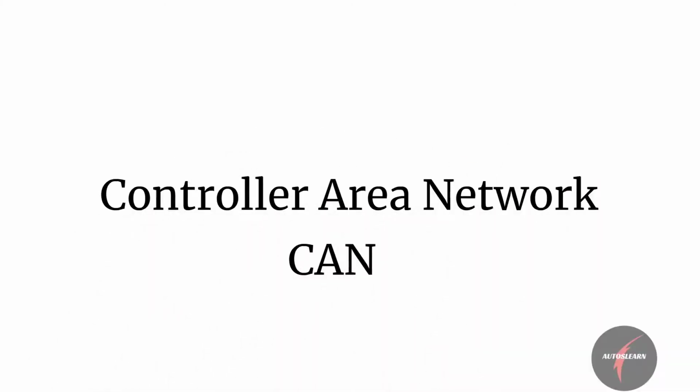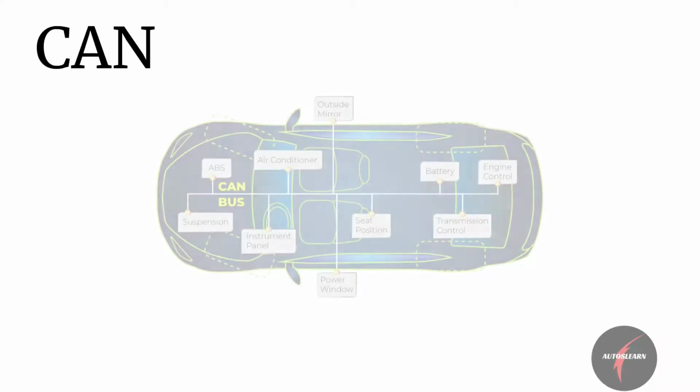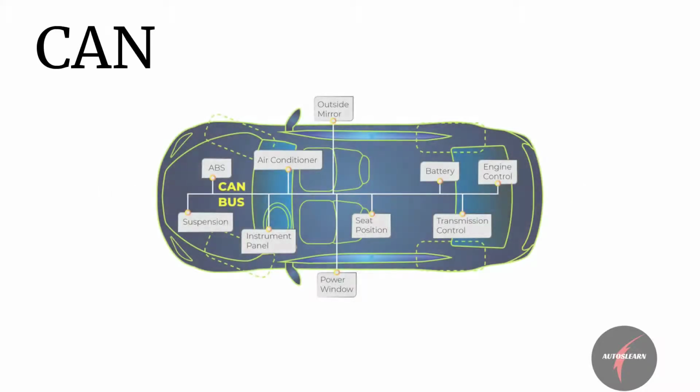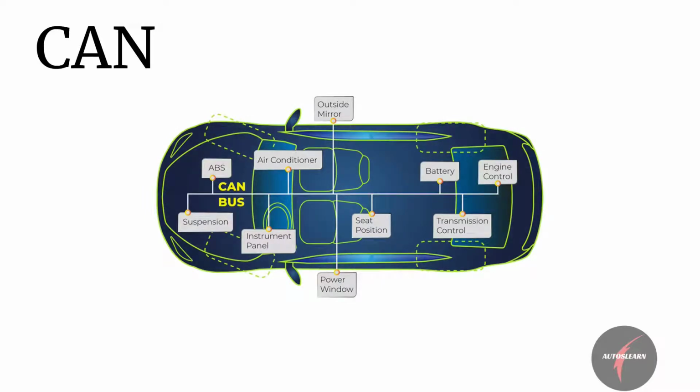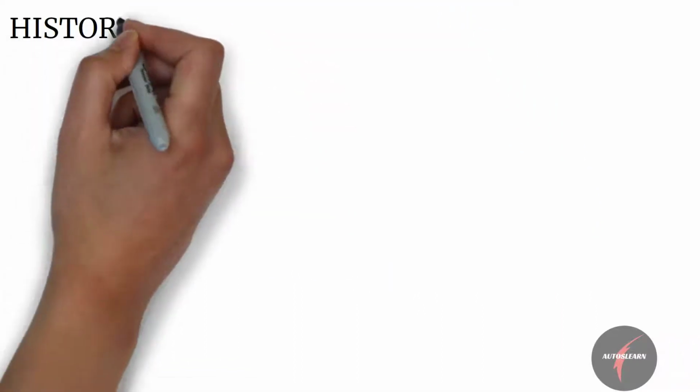CAN. What is Control Area Network, abbreviated as CAN? CAN is a robust vehicle communication standard used by most automotive vehicles for internal communication between ECUs present inside the car. Before we understand the working of CAN, let's look into the history of CAN.